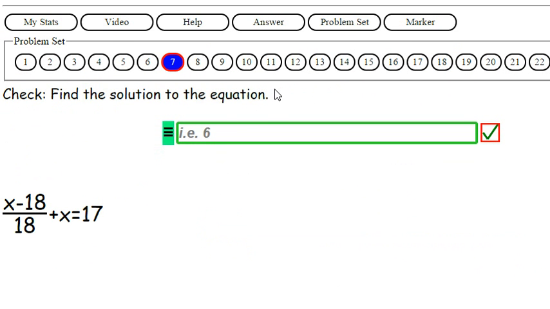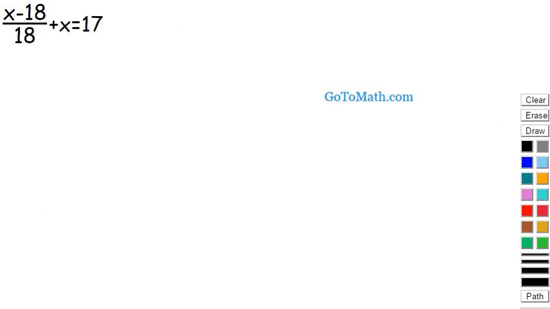Find the solution to the equation, if there is any, and I think there's at least one. There is exactly one, actually. We have (x minus 18) over 18 plus x is equal to 17. So let's bring up something to write on.